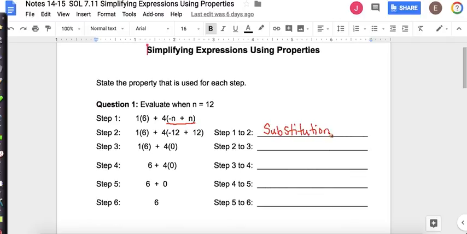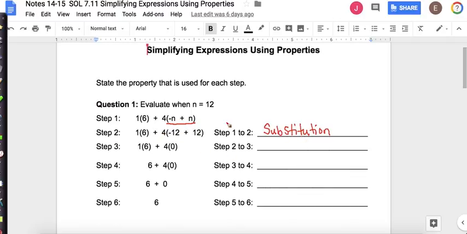And it's also substitution anytime we take something and replace it with a number and we don't already have a property for it. Because some of the properties like identity and inverse, it gets replaced with a certain number, and so we can call it that property. But if it doesn't have a property name and something's being replaced, we call it substitution.